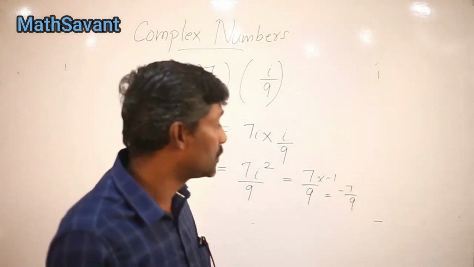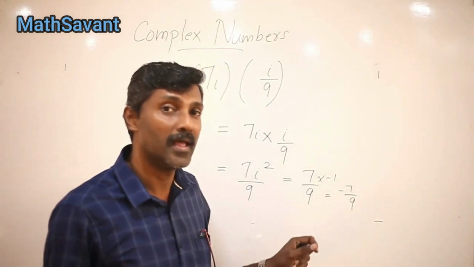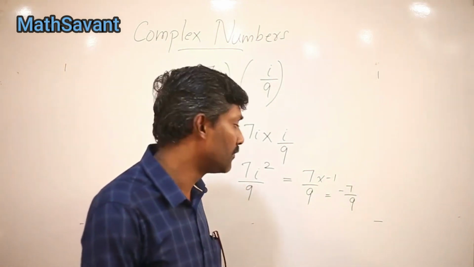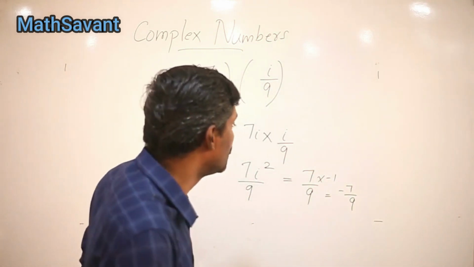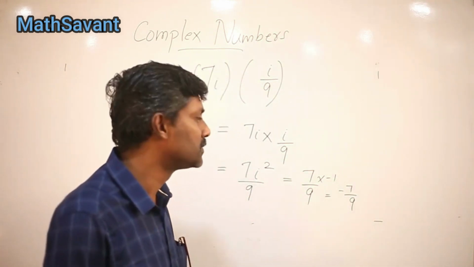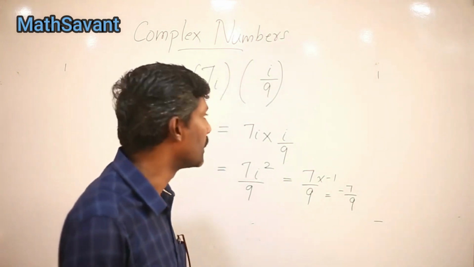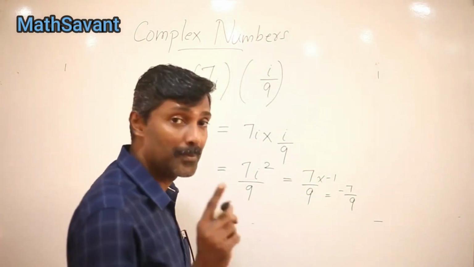But the question is to express this product in the form A plus IB. But here we have only the real part. We don't have the imaginary part. Don't worry. If you don't have the imaginary part, just put the coefficient as 0. We have to represent this as A plus IB, right?